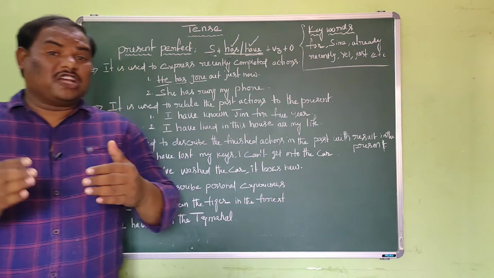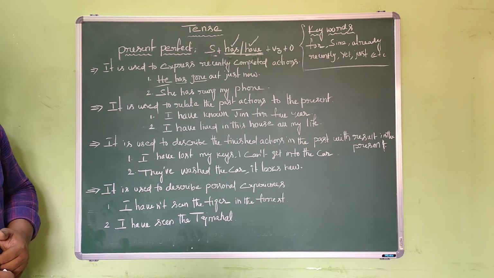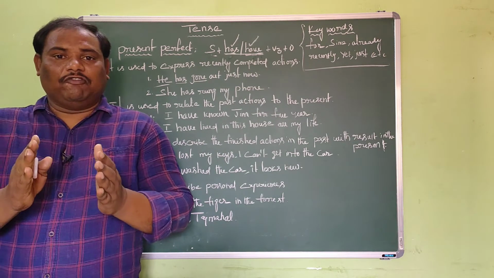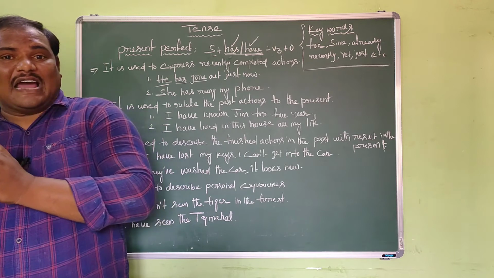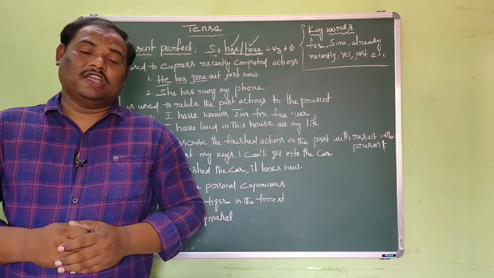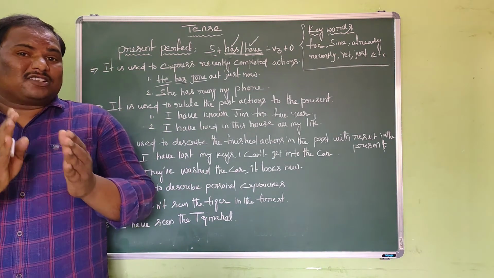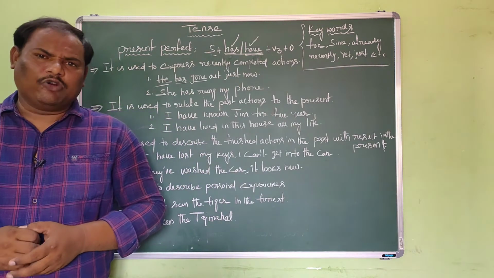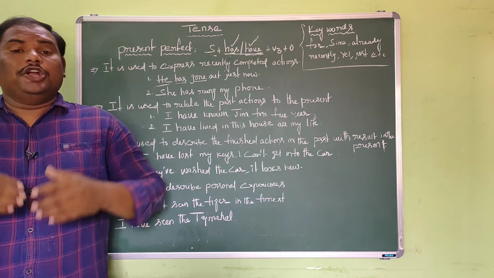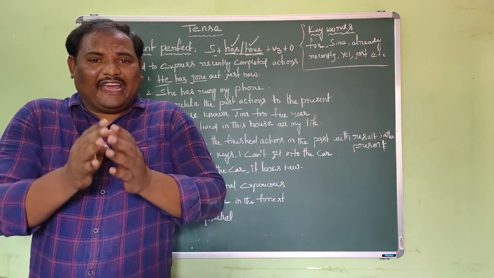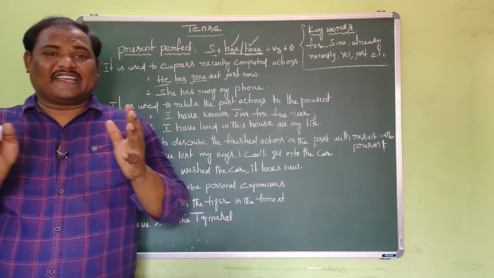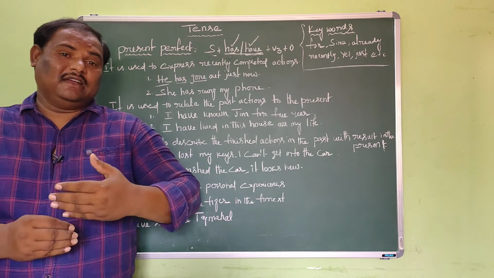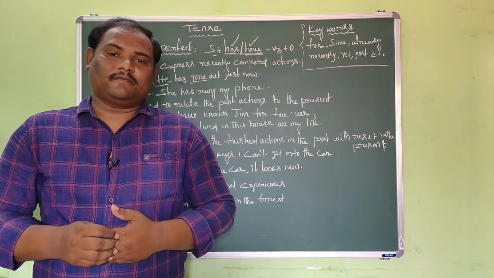Now we shall move forward to the second purpose. According to the second purpose, we use present perfect when we want to relate the past actions to the present. When we want to relate the past actions to the present, we can go for using present perfect tense. How can we understand this? In other words, when we elucidate the second purpose of using present perfect tense, the simplified explanation will be like this.